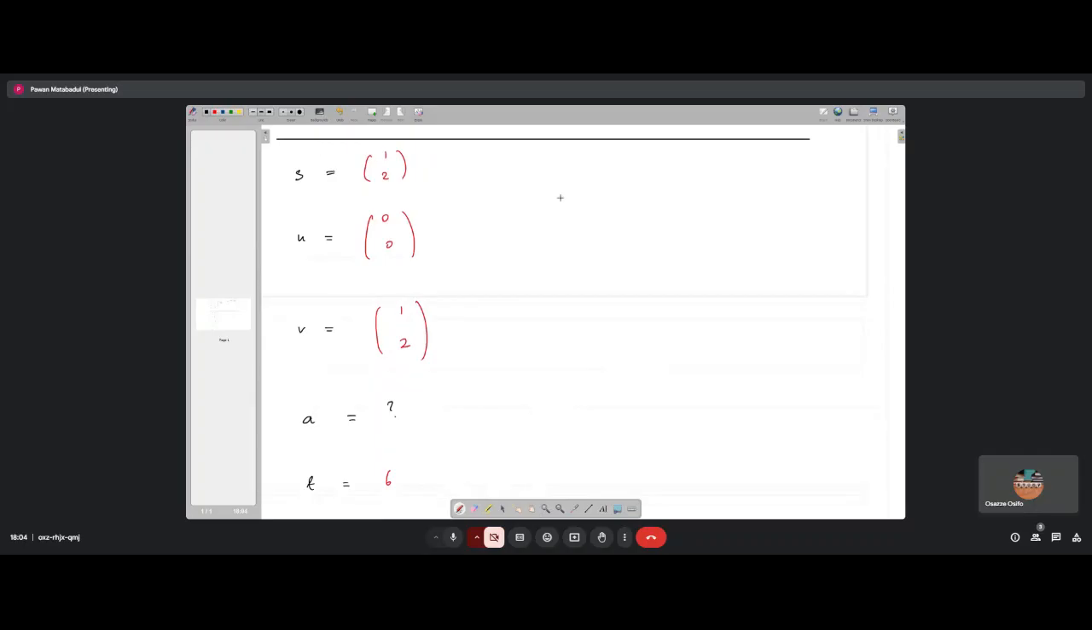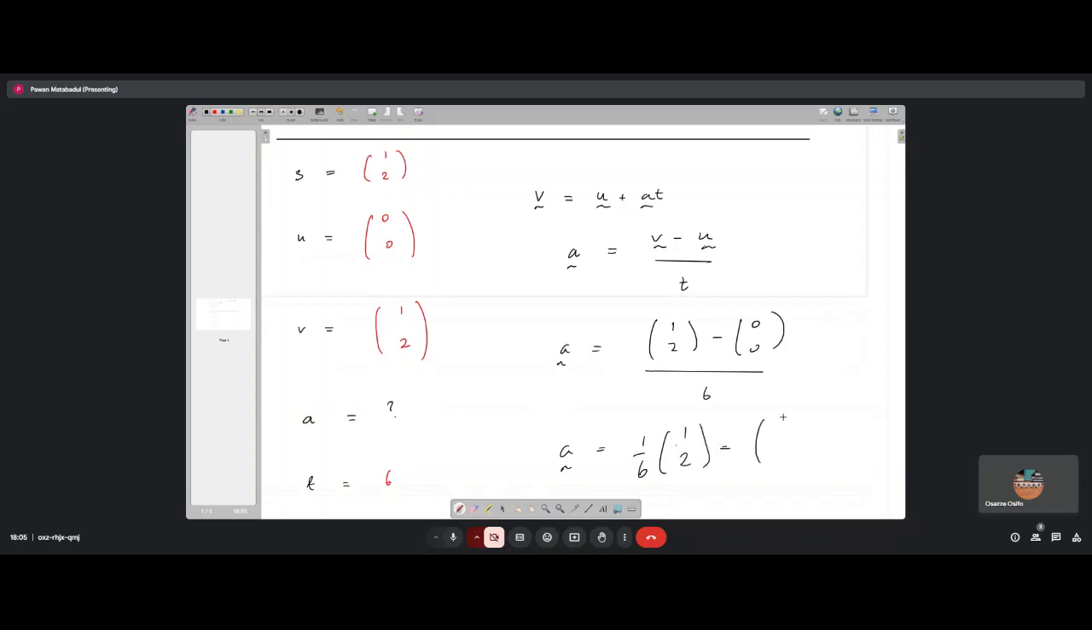One of the equations that you can use is v = u + at, right? So then to find a, I can just do (v − u) divided by t. So then I can work out what a is. So a would be equal to (1, 2) minus (0, 0), all divided by 6. So then you would just have a = (1/6, 2/6), or (1/6, 1/3). So, yeah. Do you understand that?